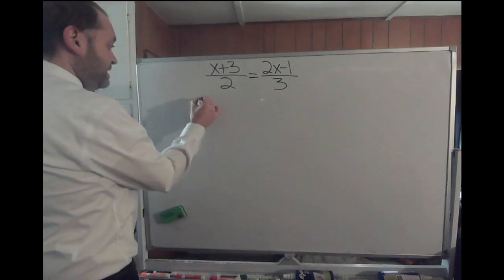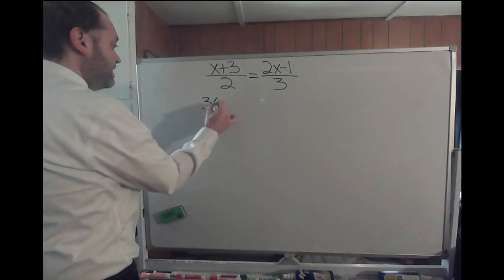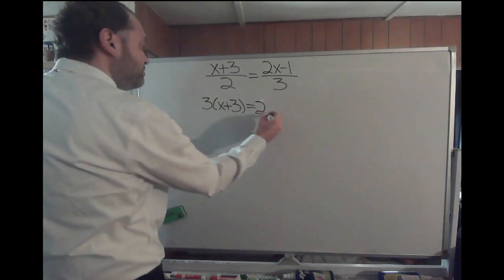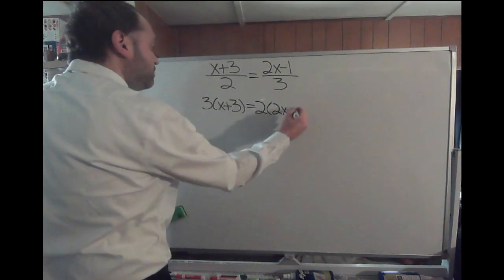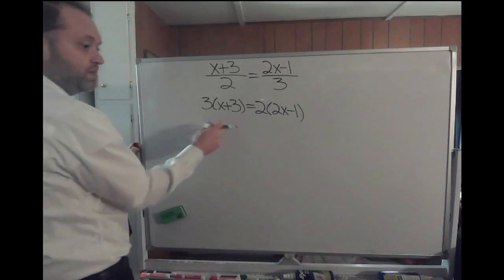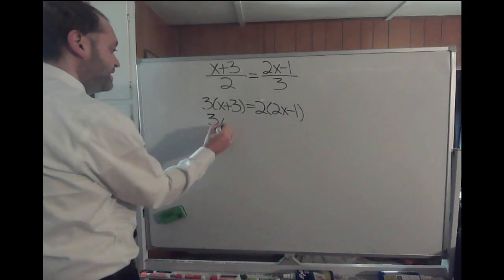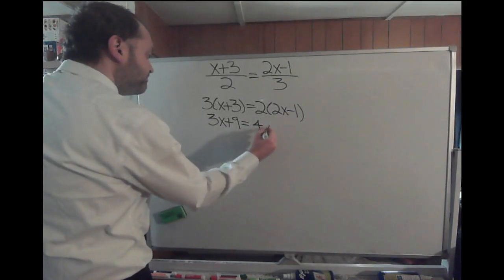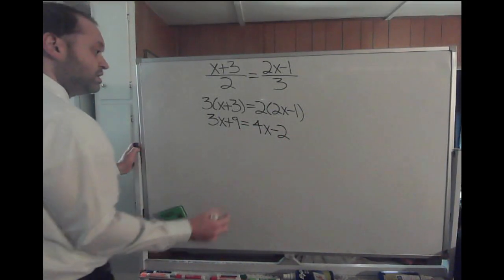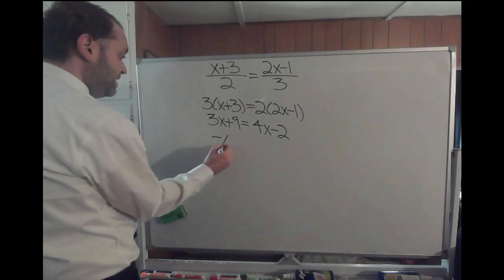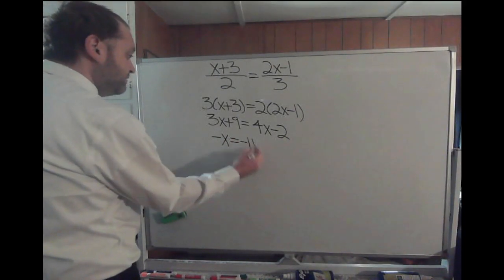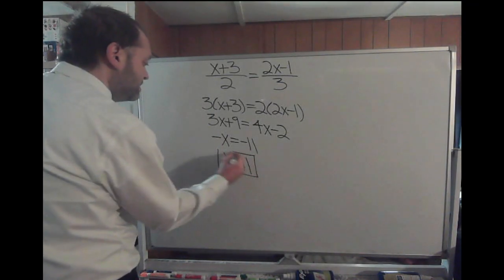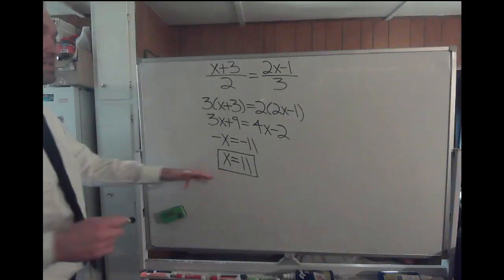So the product of the means would be 3 times the quantity x + 3, equal to the product of the extremes, which would be 2 times the quantity 2x - 1. They're set equal to each other. Doing the distributive property, you get 3x + 9 is equal to 4x - 2, which when you simplify would give you negative x is equal to negative 11, which would have to mean that x is equal to positive 11. So the value of x that you should get is positive 11.